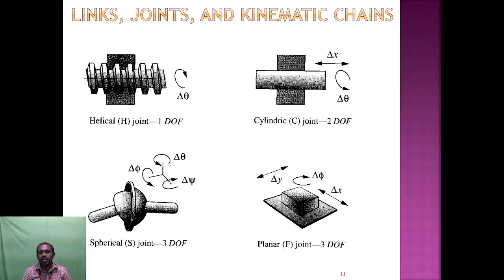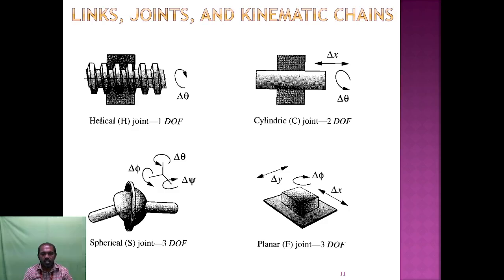Another one is the cylindrical joint, which has 2 degrees of freedom, meaning it has one linear motion, and at the same time the shaft is rotating one revolution. So this cylindrical system has 1 translation and 1 rotation, so it has 2 degrees of freedom.